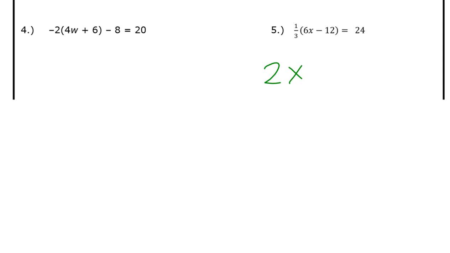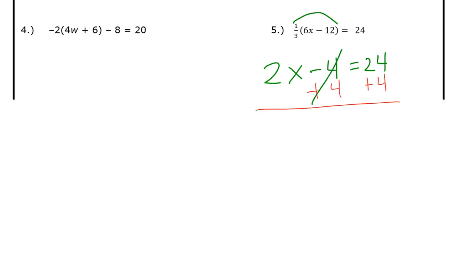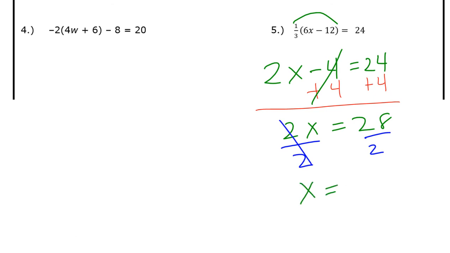Now we're going to do the same thing with the 12. 1/3 times negative 12 is negative 4. Negative 12 divided by 3 is negative 4. Rewrite the rest of the problem. Now from here, I think you've got it. Add 4 to both sides. Cross off your inverse. Divide both sides by 2. Cross off your inverse. And you get your final answer.